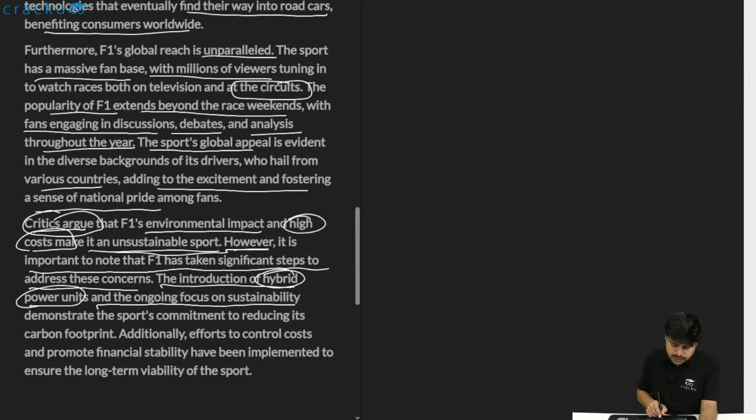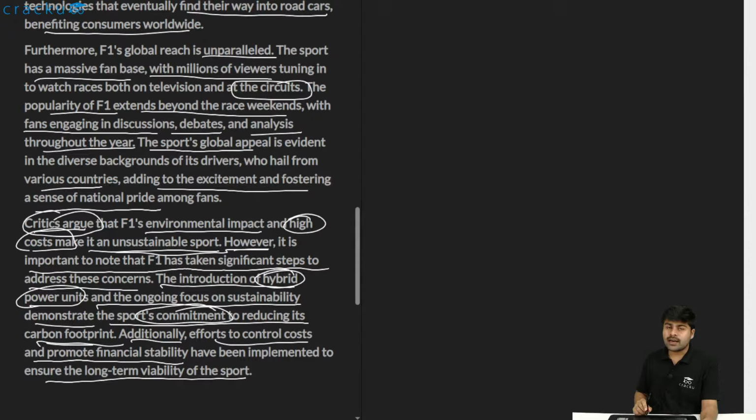And the ongoing focus on sustainability demonstrates the sport's commitment to reducing its carbon footprint. So all of these changes that F1 is trying to make, what do they suggest? They suggest that F1 is trying to lower its carbon footprint, and this is the commitment that the sport has. Additionally, efforts to control costs and promote financial stability have been implemented to ensure the long-term viability of the sport. And additionally, there have been some moves taken to ensure that the sport is financially stable, so that it can last for a long time. So that is what the passage is all about.